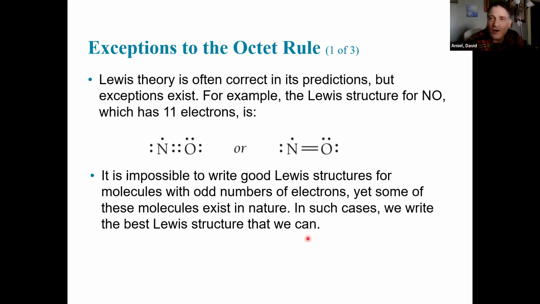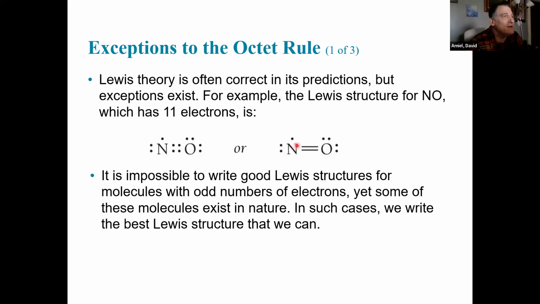Here is a failure of the theory. The theory fails when you have an odd number of electrons as valence electrons. If you look at NO, NO has 11 valence electrons. There's simply no way to give everything an octet. In these cases, we do the best we can.